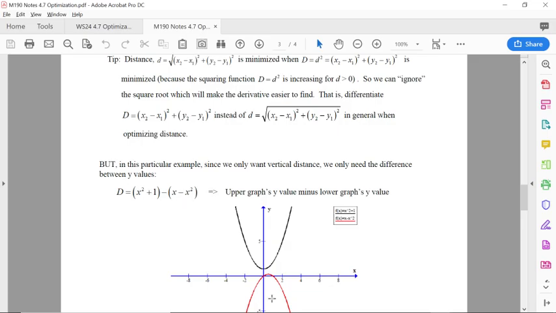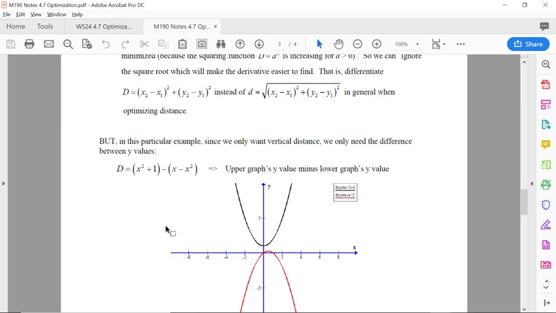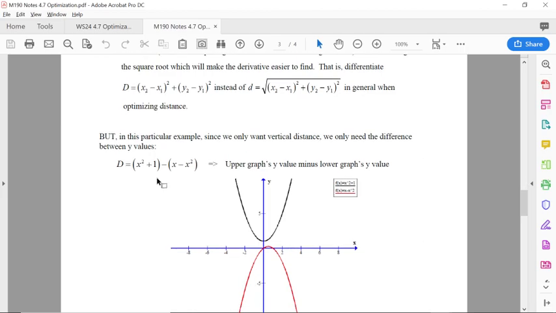We have the y-coordinate for the upper curve, graphed in black, where y is equal to x squared plus 1, and you're subtracting the y-coordinate for the red parabola, x minus x squared. Again, the x values are going to be the same as each other, so this is just 0, and the square root of a squared quantity is just going to leave us with that difference right there.